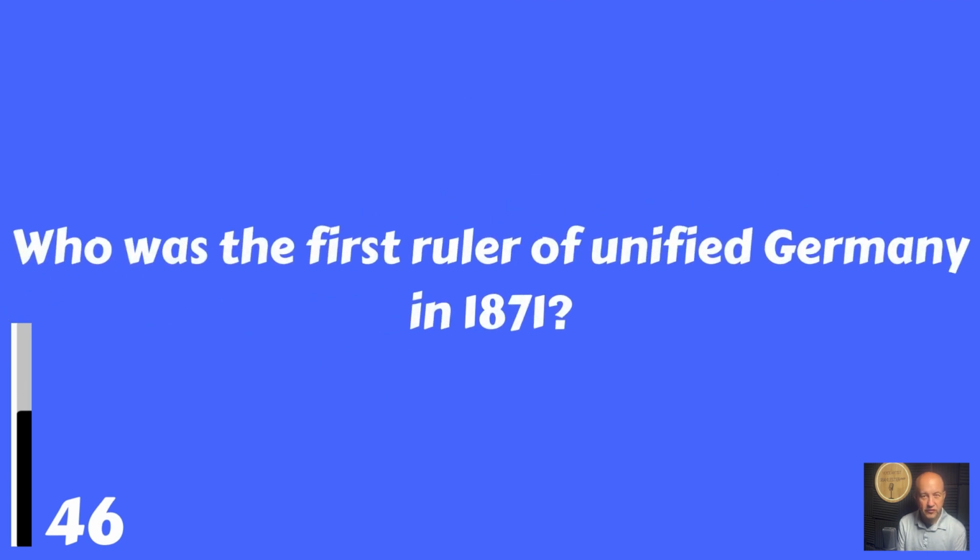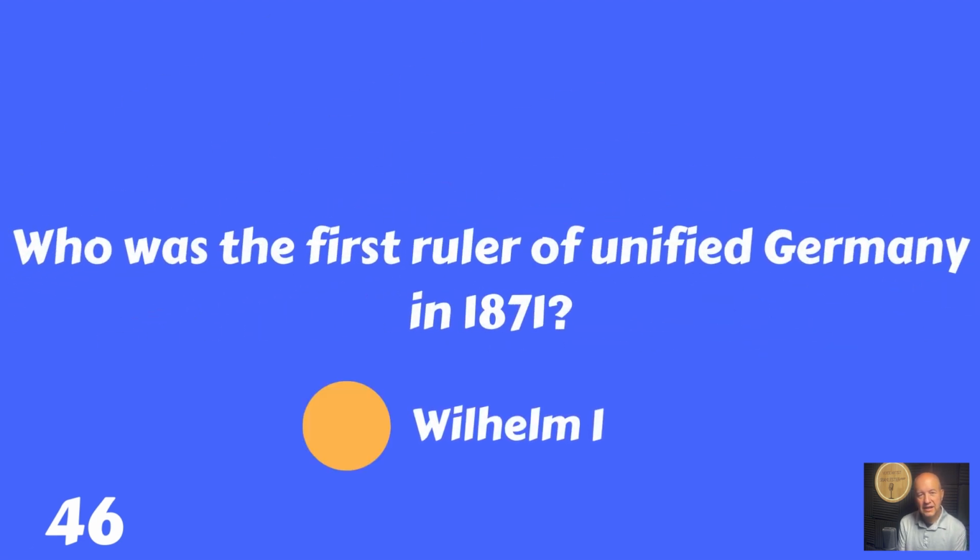Who was the first ruler of unified Germany in 1871? The first ruler of unified Germany, that would be Kaiser Wilhelm I.